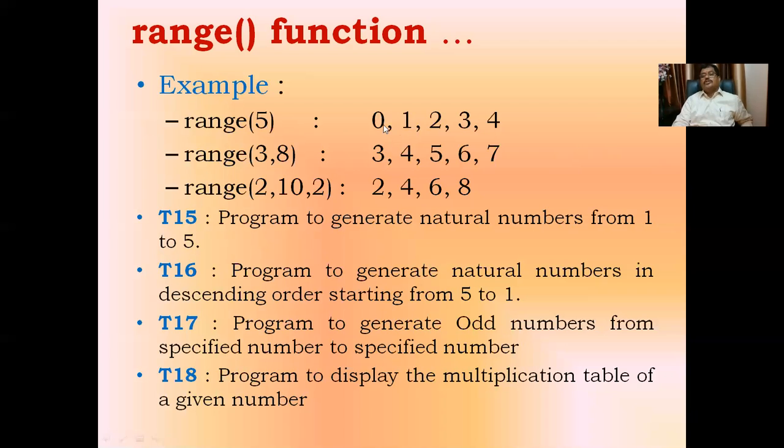Because of this, 0, 1, 2, 3, 4 is going to be generated for range of 5. Similarly, second example, range 3, 8. 3 will be the starting value, 8 will be the ending value, and increment is optional. We have not specified it here. Because of this, increment will be 1 by default. It is going to generate the numbers 3, 4, 5, 6, 7.